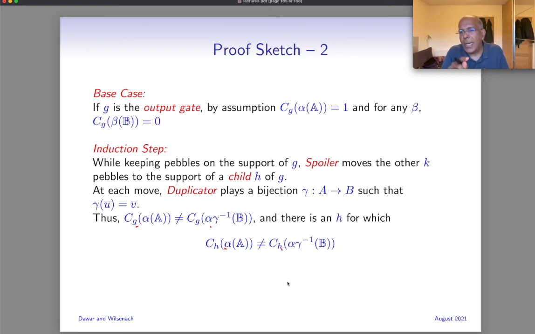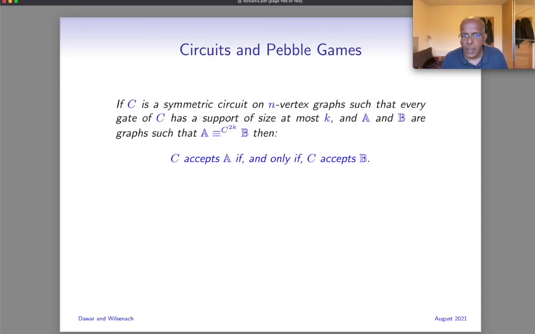Again, the H may change over the course of the k moves it takes to place these pebbles, but it takes a little bit of work, and you can show that at the end of it, spoiler has k pebbles on a child of G, satisfying this condition. And so inductively, you move towards the input until you have this condition holding for G an input gate, and that just means that this partial isomorphism, this map from U to V, is not a partial isomorphism.